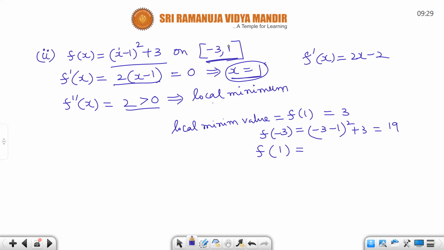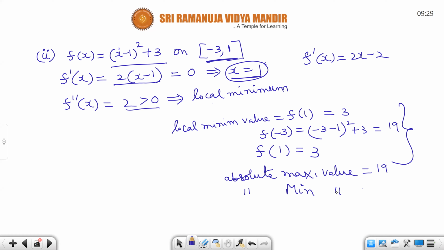Now what about the other end? At the other end, that is 1, what is f of 1? Of course, already we have calculated, it is 3 only. Now out of these, whichever is greatest, that is the absolute maximum. So the absolute maximum value is 19, and the absolute minimum value is 3. Greatest value 19, least value 3 for this function in the given domain -3 to 1.